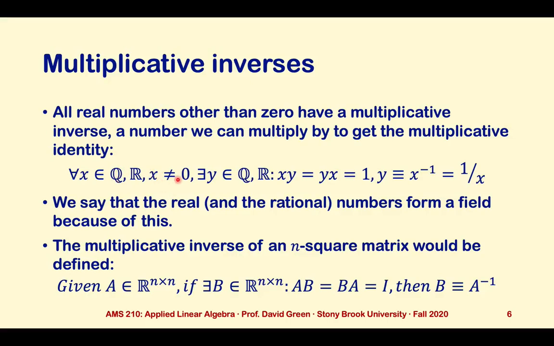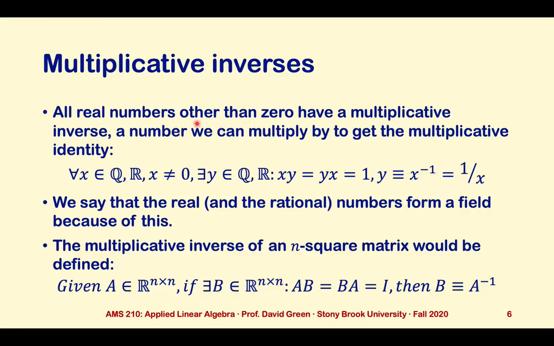And so we can say that for any real number x, and the same thing will apply for rational numbers, and x not equal to 0, there exists some number y that is also in the set of reals, or if we started with a rational number, a number that's in the set of rational numbers, such that if we multiply x and y, we get the same value as y and x, which is 1. There is a number that we can multiply by x that will give us 1. We define that number to be the inverse of x, which, often for scalars, we write as 1 over x.